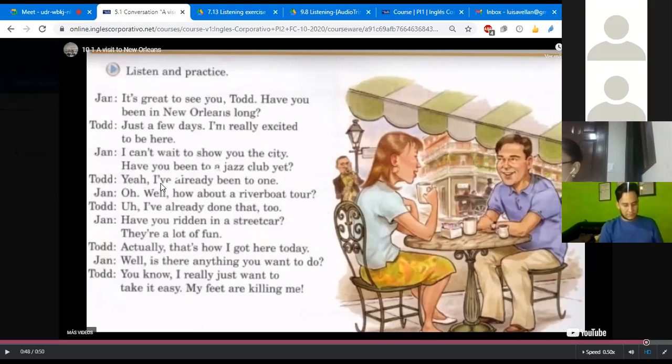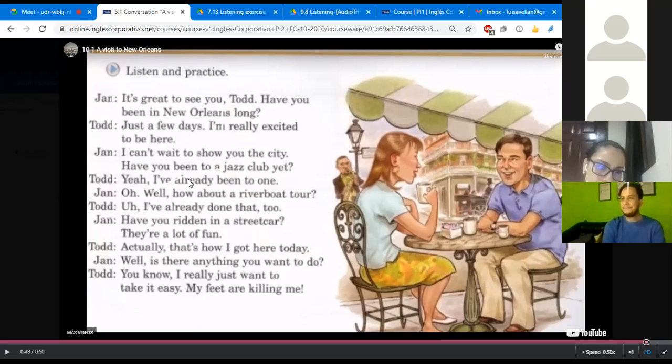I've. Yes, you can say I have. Okay, no contraction. I have already been. But this one, you say I've. I've. No contraction, I have. I've, okay. And right now there is no other one. These are the contractions, I've, okay.